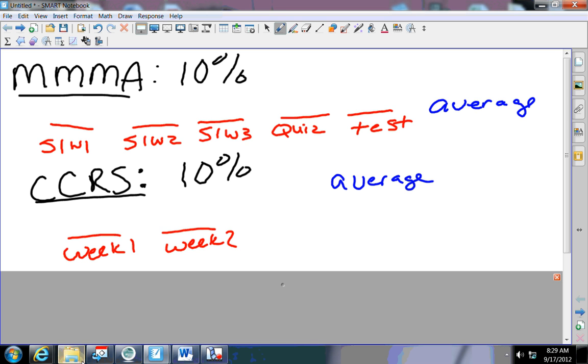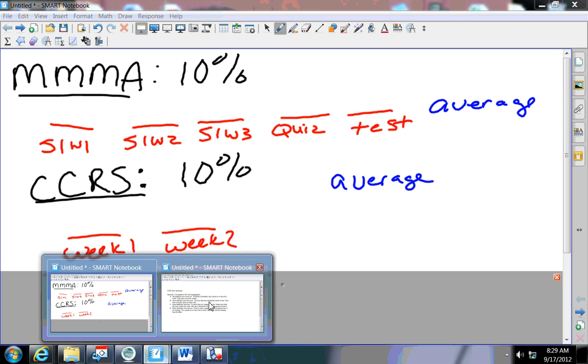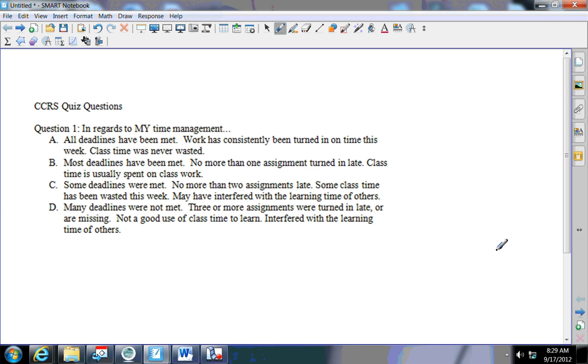So what I'm looking for on here, these are our rubrics that you will get a copy of, if you have not gotten it already. So these are the things I'm going to be looking at. In regards to my time management, were all the deadlines met and work consistently turned in on time this week? Class time has never been wasted. That's an A for this one.